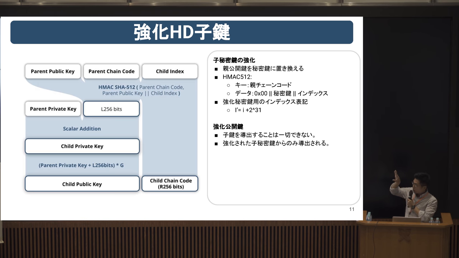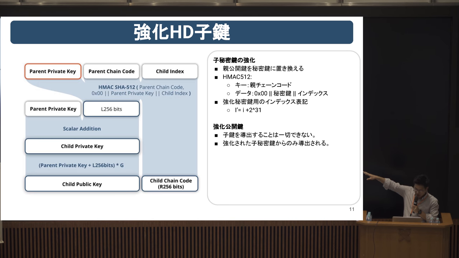This is how you would derive a non-hardened child, right? So we have the pub key, parent chain code, child index, parent private key, and so on. We're going to change that a little bit. Have a look at the top left, where we have the parent pub key. I'm going to change that pub key to a private key. Now it's highlighted in orange.